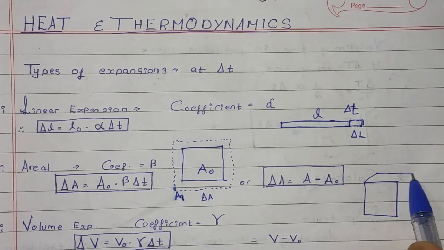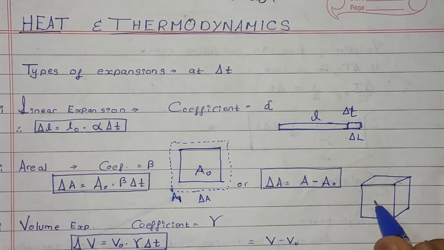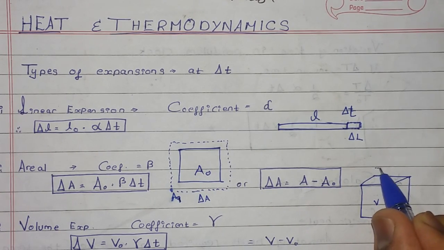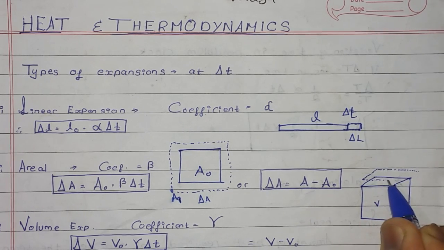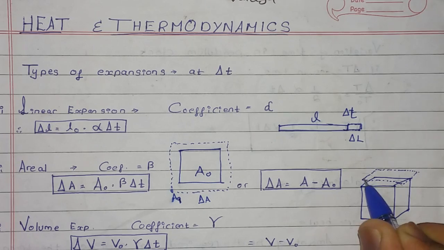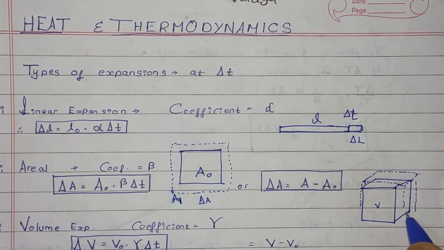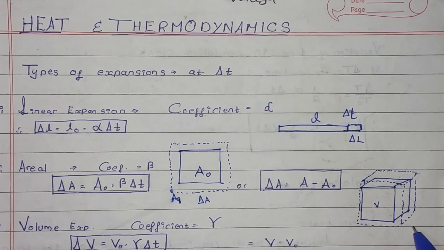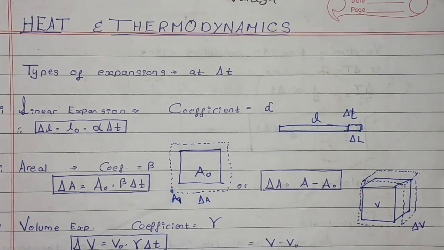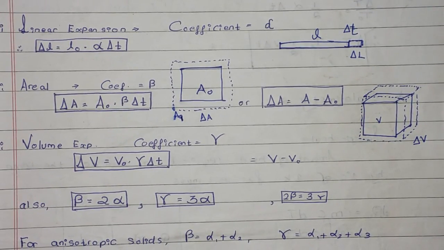I'm trying to draw a cube. Now suppose it's a cube, it has a volume V, and we heat it. The volume of the cube expands from its original volume. That is V, and the expanded part is delta V. So as the formula, delta V equals V naught into gamma delta T, where gamma is the coefficient of volume expansion.